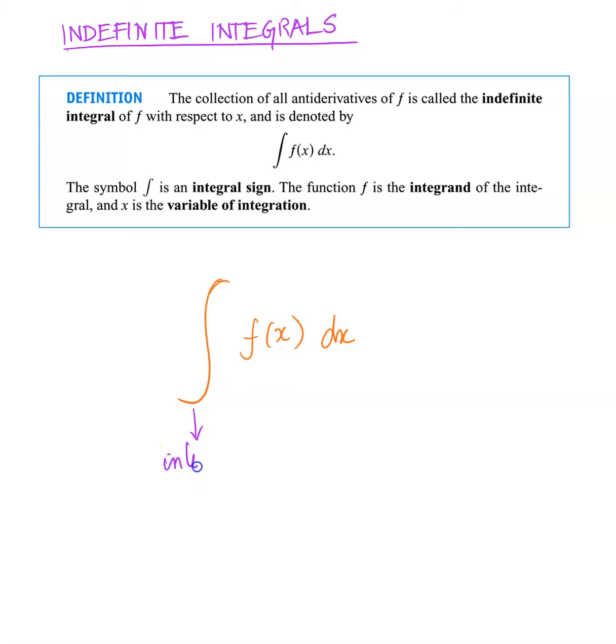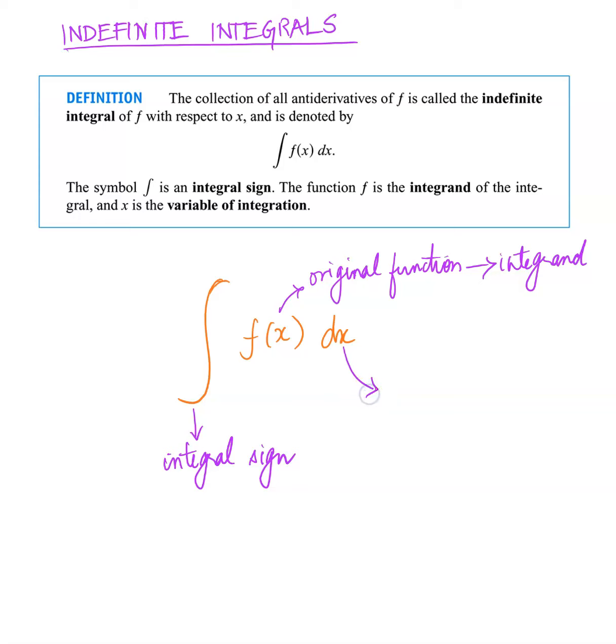This is called the integral sign. So you simply read it as integral, and that means we need to do that I sign. F of x will be the original function, and it's called the integrand. Integrand is anything that goes inside the integral, just like the radicand. Radicand is anything that goes under the radical sign. So that's the name here, integrand. And this dx, x is the variable of integration.